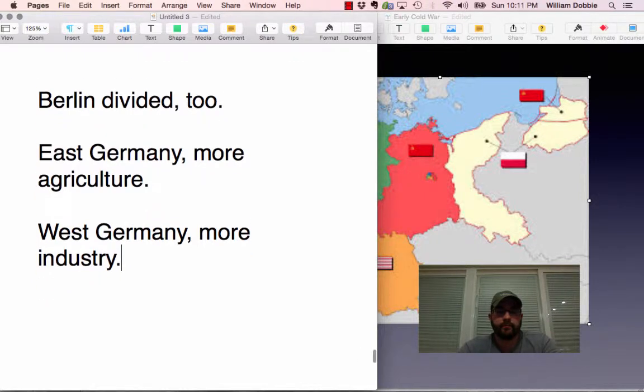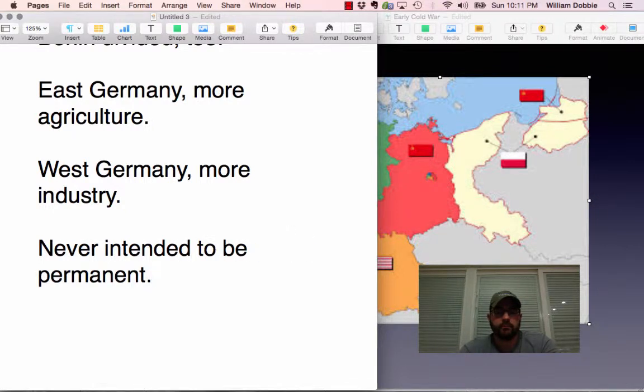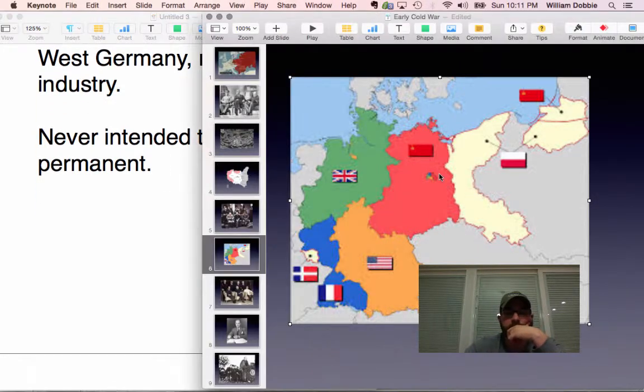But this was not a permanent division. This was never intended to be what Germany would look like forever. Just the idea that when these two sides can again stand on their feet in a stable nation, then they'll be put back together.